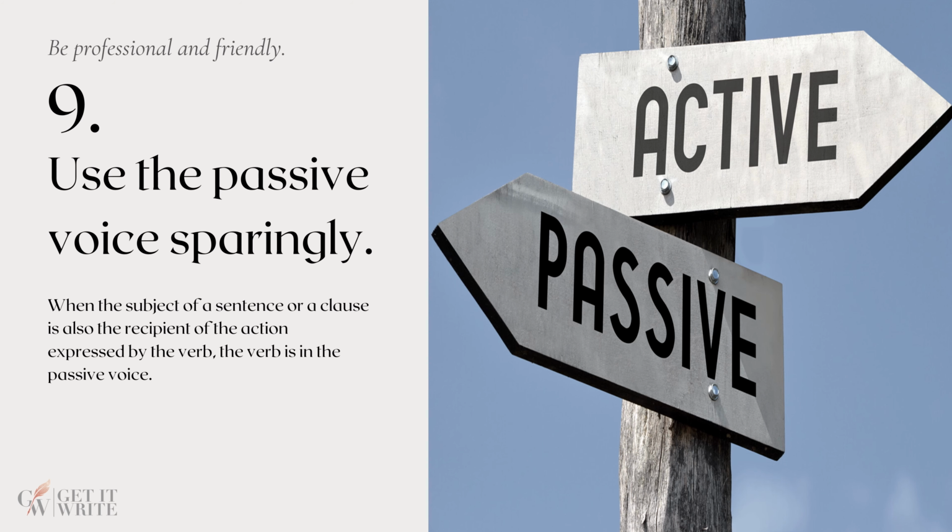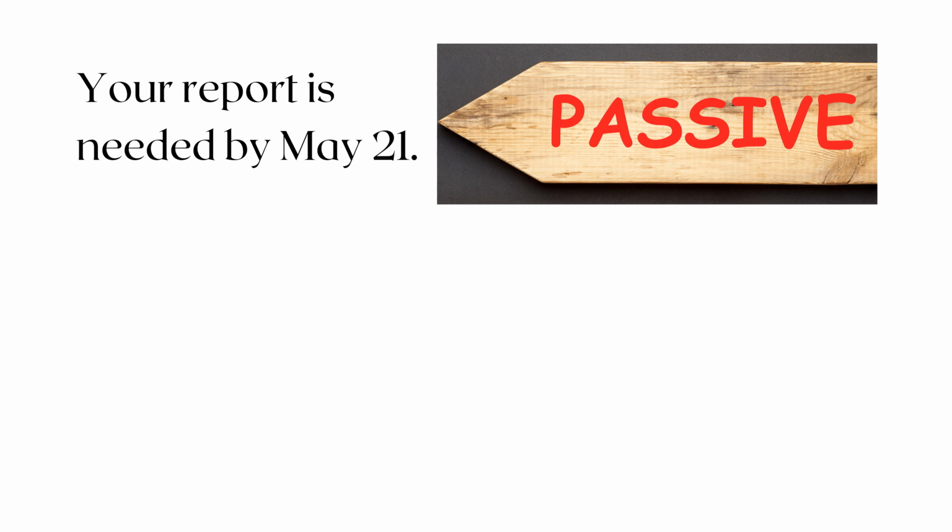Put another way, the subject is also the direct object. Let's look at some examples. In the sentence, "Your report is needed by May 21st," we have the action verb "is needed." The subject is "report." But when we ask ourselves, what is needed? The answer is "report." Thus, "report" is both the subject and the object of the verb. The verb, therefore, is passive.